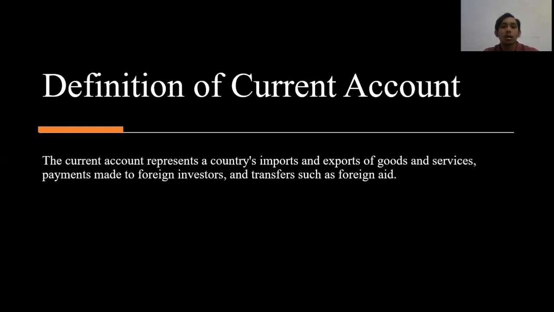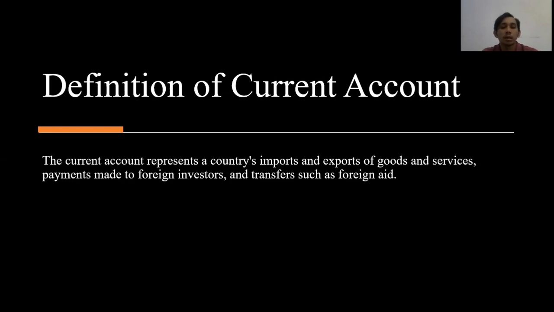The current account records a nation's transactions with the rest of the world, specifically its net trade in goods and services, its net earnings on cross-border investment, and its net transfer payments over a given period of time, such as a year or a quarter.